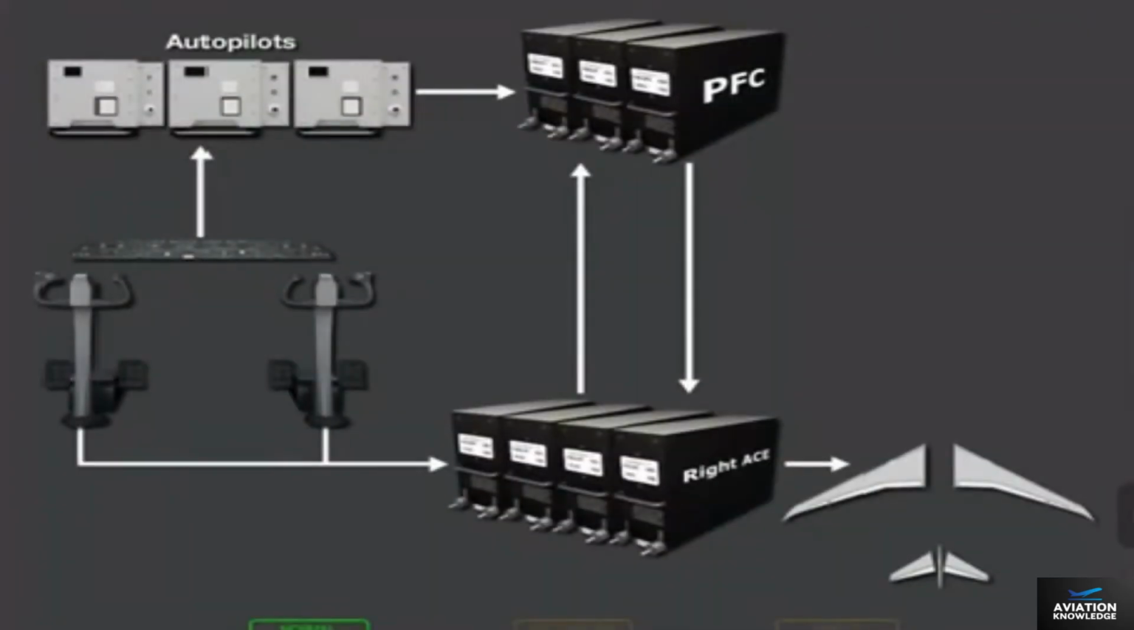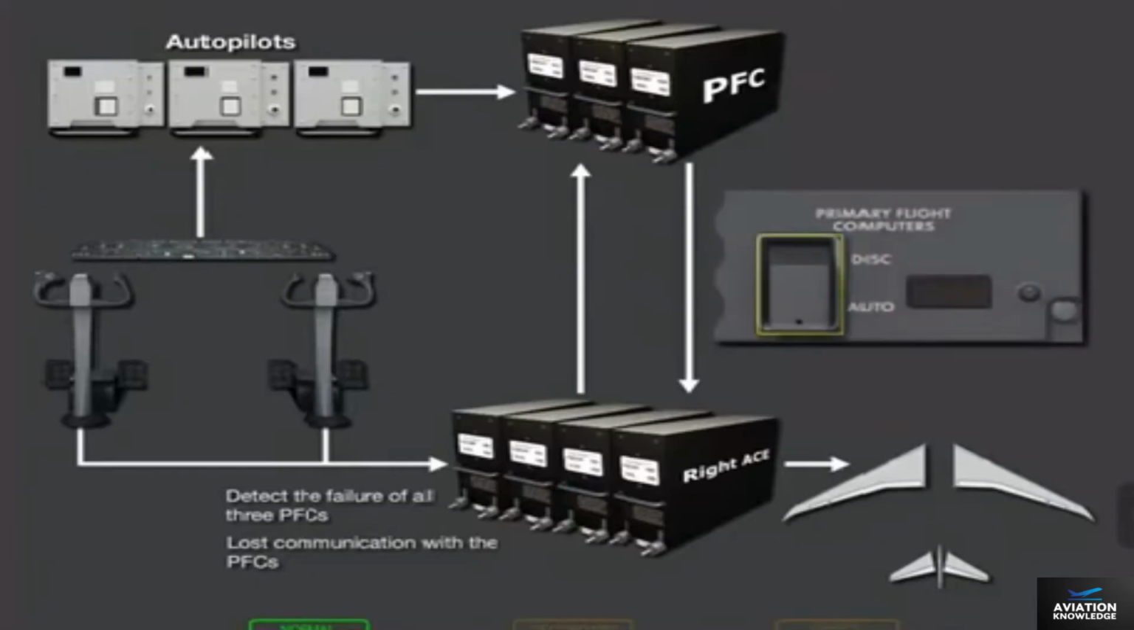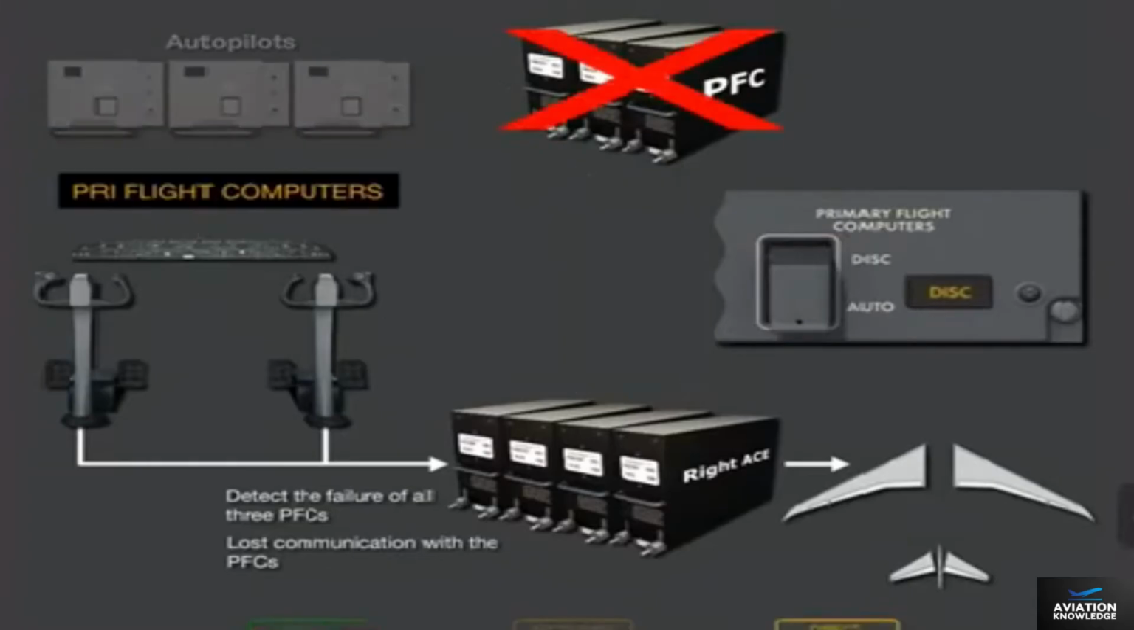The ACEs automatically transition to the direct mode when they detect the failure of all 3 PFCs or they lose communication with the PFCs. The direct mode can also be manually selected by moving the primary flight computer's disconnect switch to disconnect. When the system is in the direct mode, the ICAS caution message, Primary Flight Computers, is displayed.